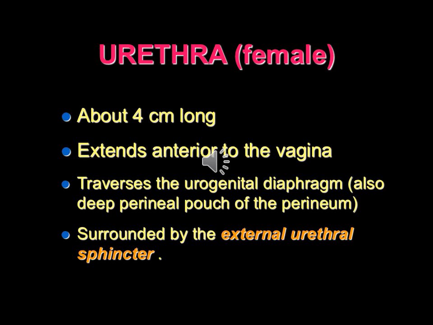So this urethra will pass through two diaphragms, the deep perineal pouch and the urogenital diaphragm, and outside it is surrounded by the external urethral sphincter.